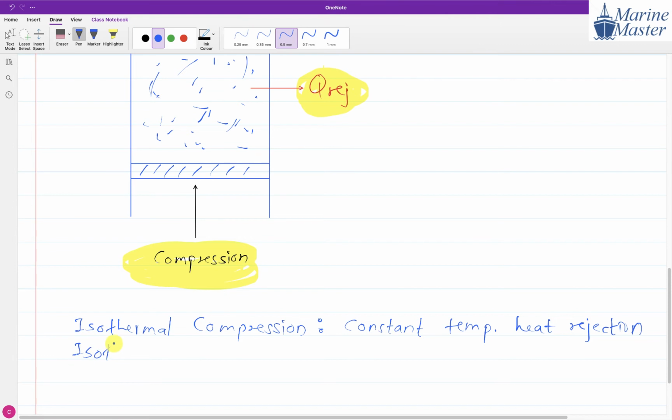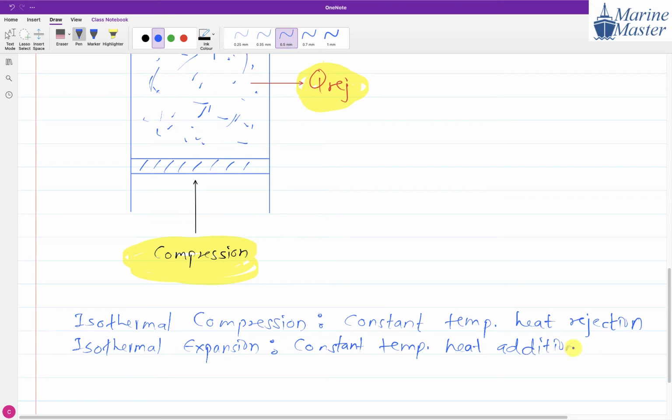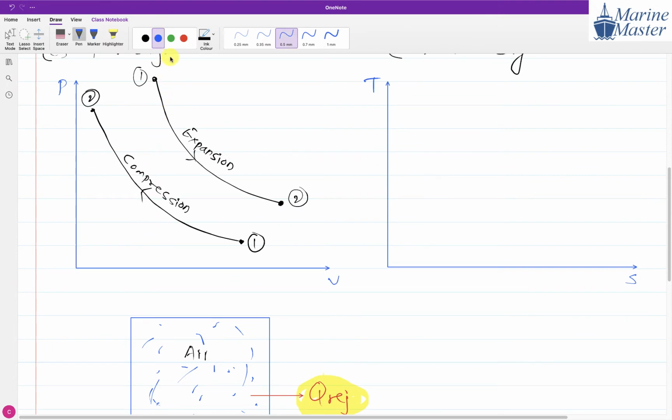In case of isothermal expansion, it is the reverse of the process. What is going to happen? Constant temperature, the volume will increase, then heat addition. It is the reverse of the compression. This point is very, very important. In case of the expansion, heat addition. In case of the compression, heat rejection.